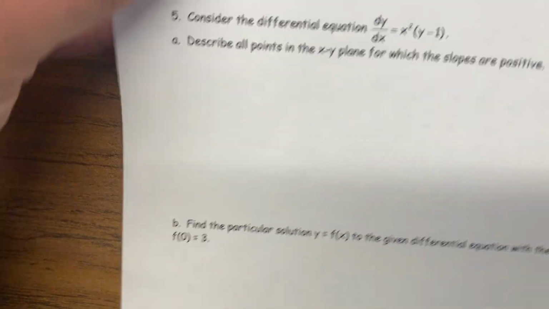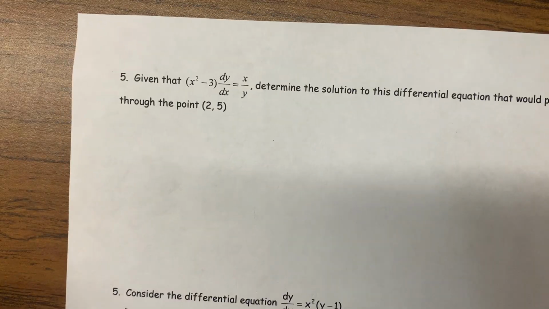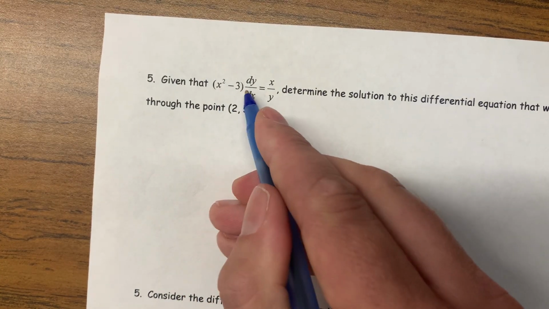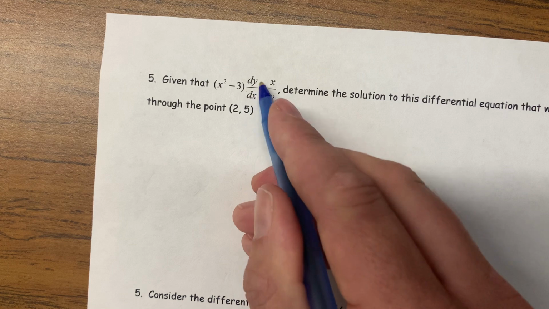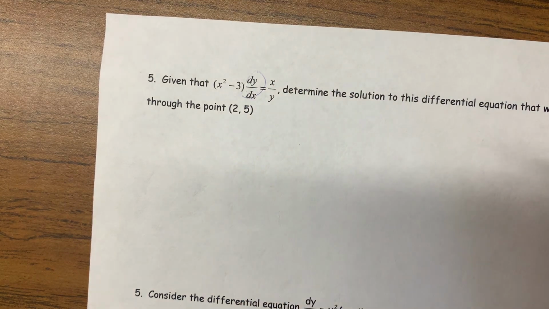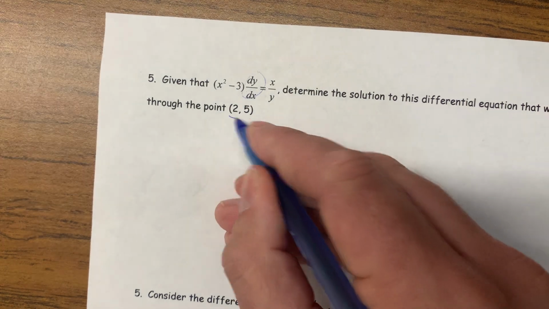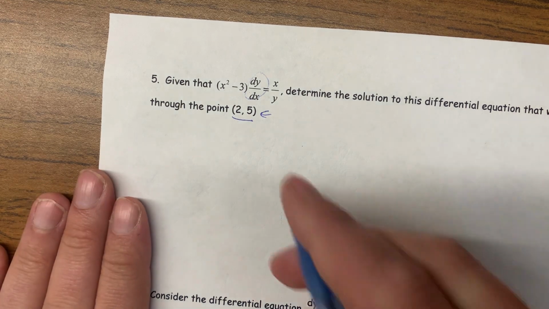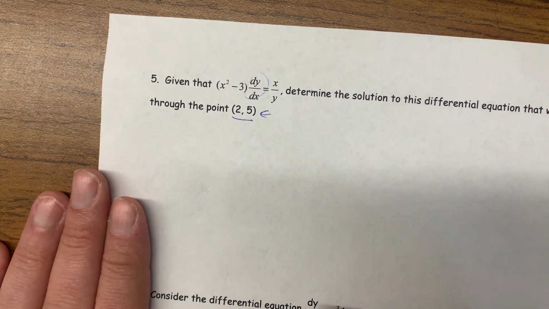Let's try another one on your own. So we're just going to try some different ones. Here we've got a differential equation. It involves a derivative. It's not necessarily dy/dx equals, but it involves a derivative. Determine the solution that would pass through this initial condition. So what do we need to do? Well, we need to separate variables. Go ahead and do that. What is the correct separation of variables?